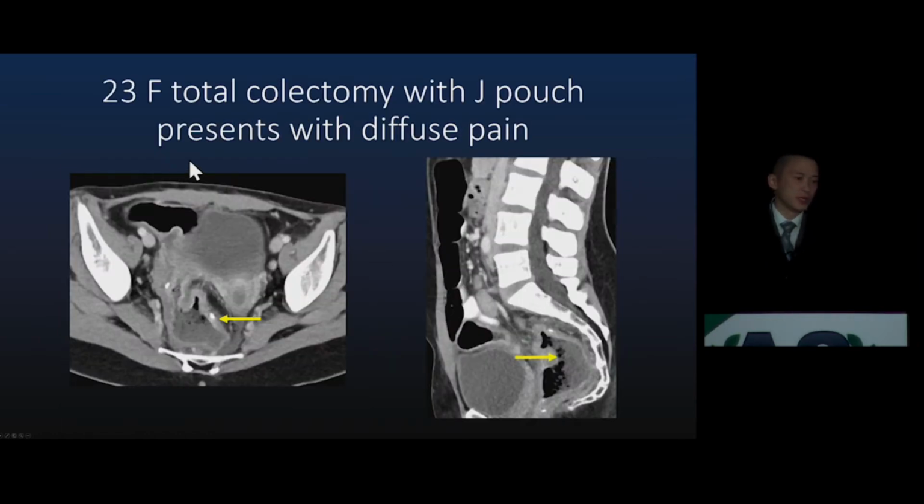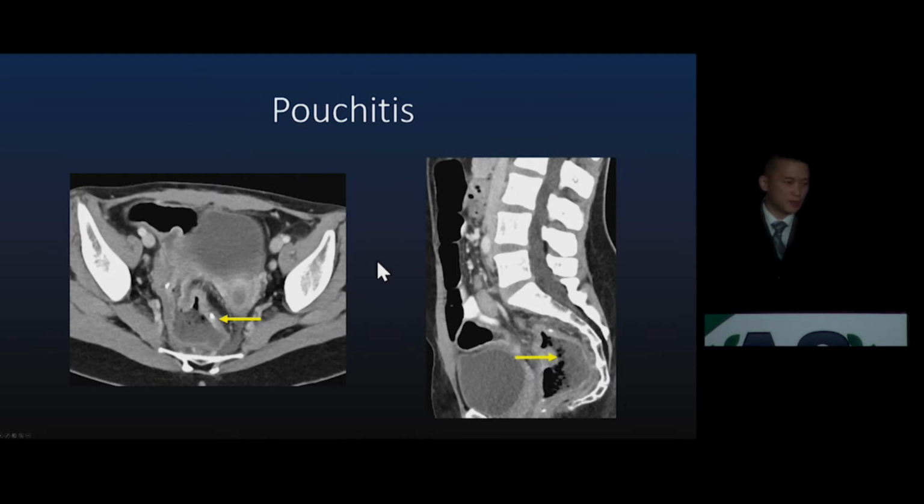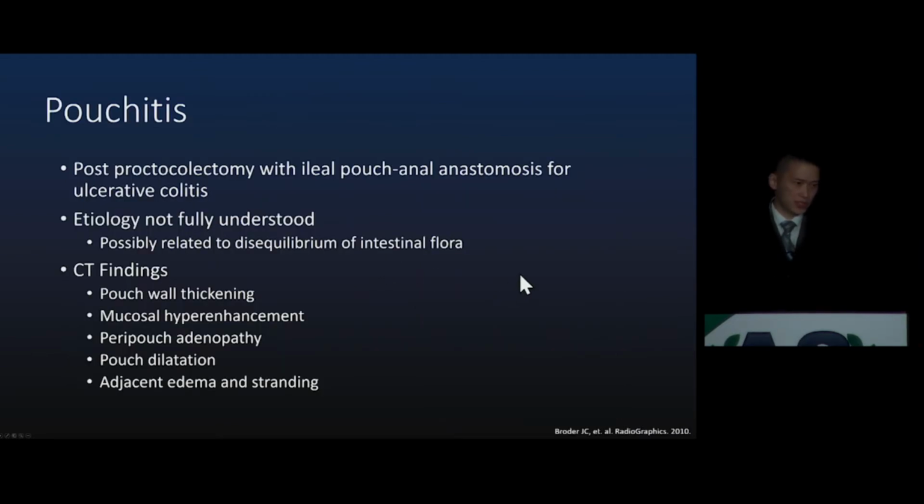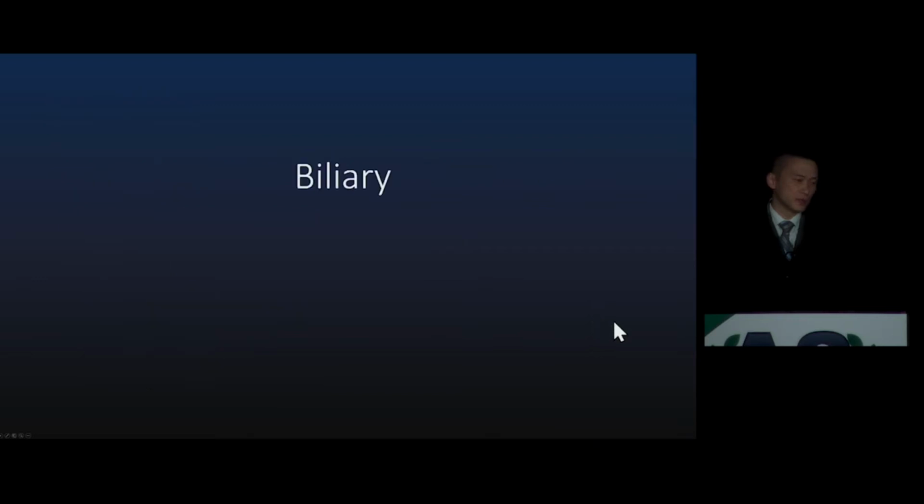This next patient is an ulcerative colitis patient. And when we look at her pelvis and look at the J pouch, we do see that the J pouch is thickened and inflamed. There's a lot of mucosal hyperenhancement and stranding around it. So this is a pouchitis. So pouchitis is a postproctal colectomy complication in UC patients. The etiology is not fully understood, although it's thought to be related to disruption of the intestinal flora. Here are some of the CT findings, and we saw some of this in our case.